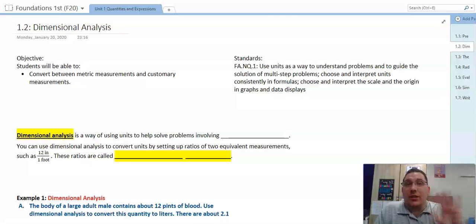Hey there, y'all. We're going to look today at section 1.2 on dimensional analysis. In this section, we're going to just cover the first two examples today, and then we'll do example 3 in the next lesson video, just breaking this up into 2 days.